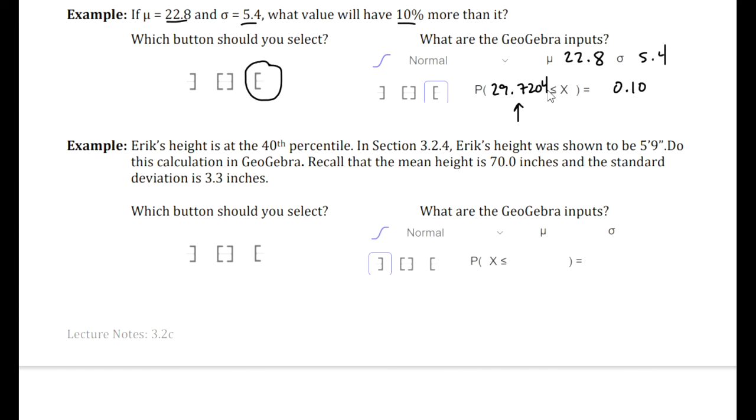Last example here, Eric's height is at the 40th percentile. In the text, we showed Eric's height to be 5'9". So let's do this calculation in GeoGebra. And it says, recall that the mean for male heights is 70 inches with a standard deviation of 3.3. Well, if he's at the 40th percentile, then he's got 40% of the population below him. So we're going to use the first bracket here, and we want that area to be 40%, so we write it as 0.4, and then his height in inches will appear in this box here.